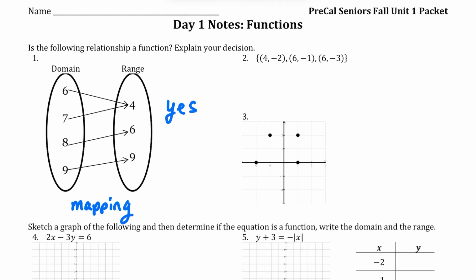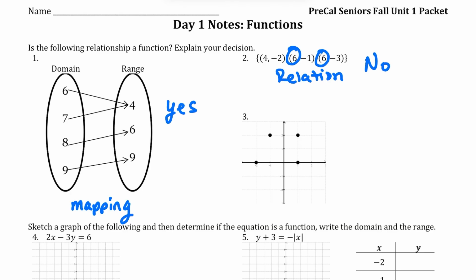What about this next thing? Well, this is called a relation. It's a set of ordered pairs. Every x has a y value. So if you look at the point (4, -2), if you plug in 4, you get -2. In the next point, we have (6, -1), and then we have (6, -3), which is weird because that's saying that if you plug in 6, you get -1 sometimes and -3 another time. So this is not a function.